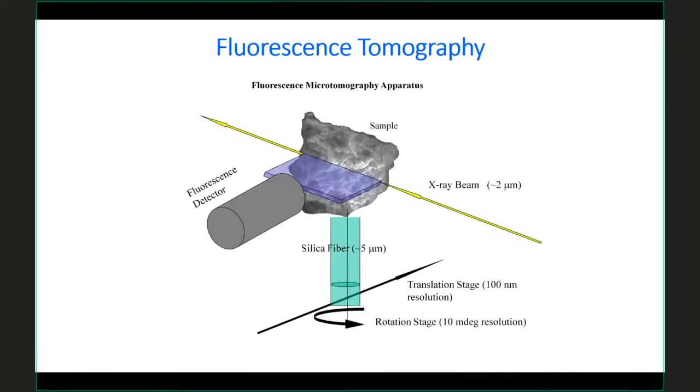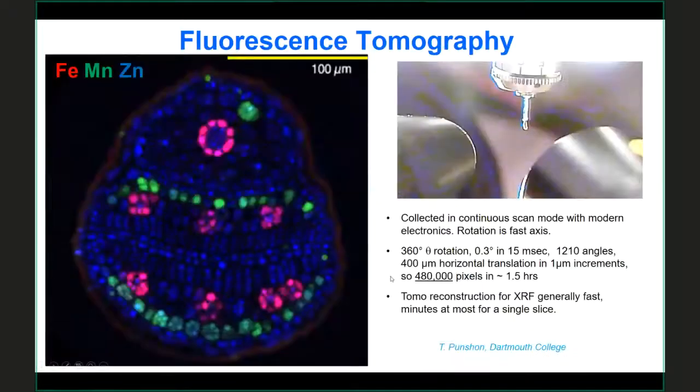Another first generation technique is fluorescence tomography. So again, you put a pencil beam through the sample, but instead of measuring the diffraction, you measure the fluorescence, typically here at 90 degrees. Again, this detector has no position information saying where the photons came from. So we have to do that first generation technique. But this is what you can do.